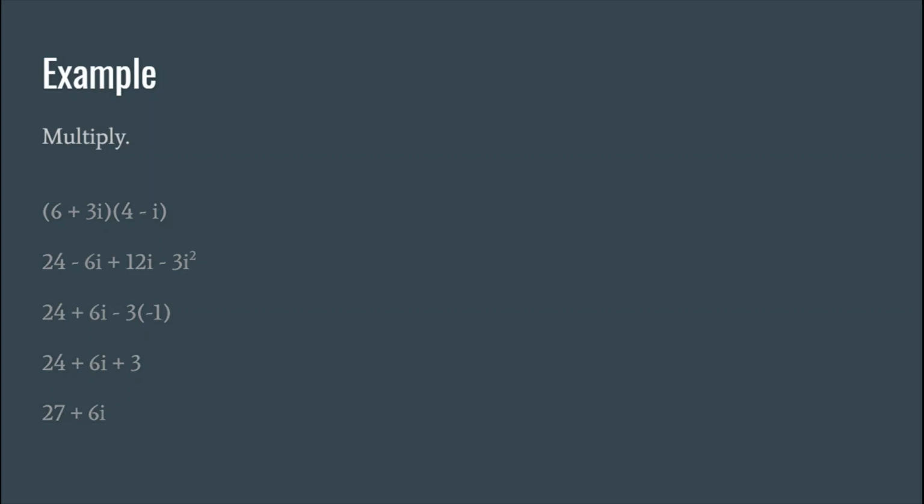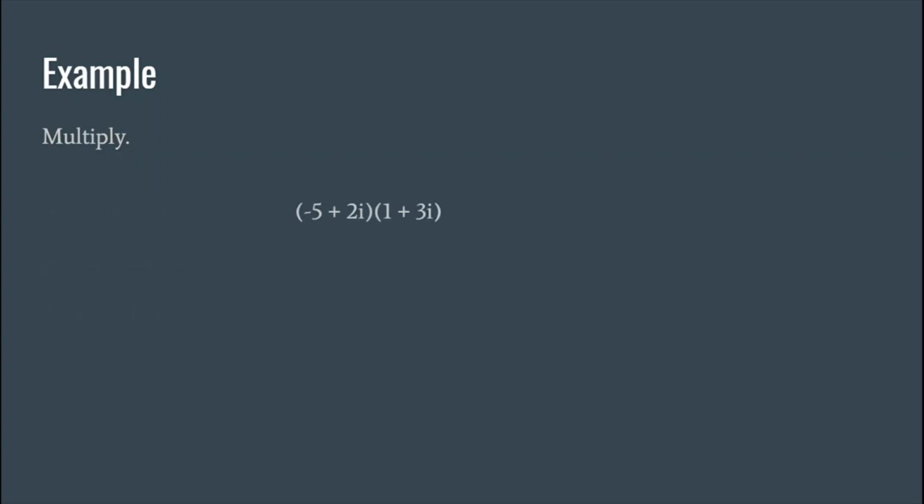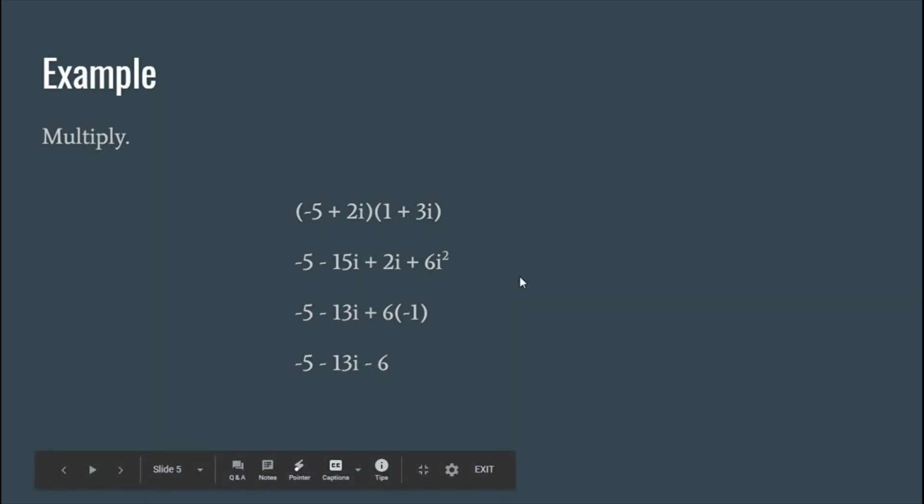Let's try another example here. We got a binomial times a binomial. Again, we can use FOIL. We have like terms again. And again, we want to simplify. Change i squared to -1. Simplify this portion right here. And then here again, we have like terms, so we want to go ahead and combine the like terms again. And that's it.